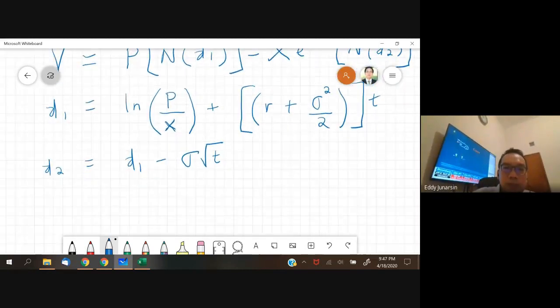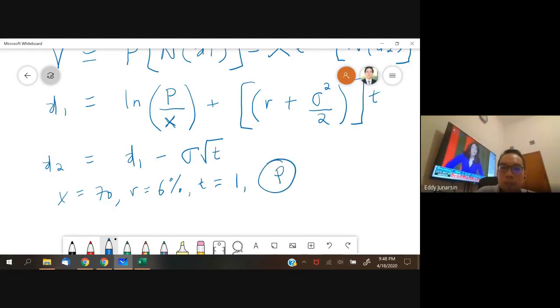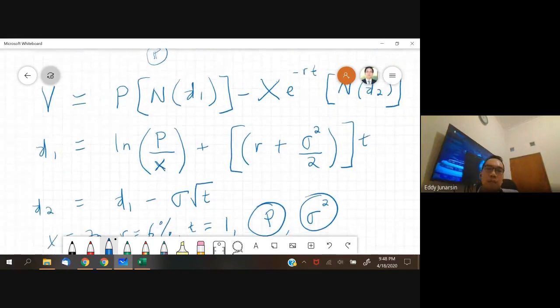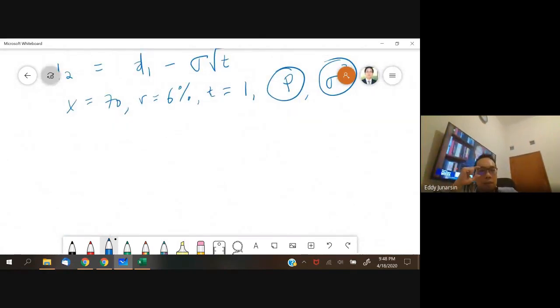So maybe we can write it down. The X has been known. X is 70 million. And then what else? The R, the basic rate. In our example, this is like the risk-free rate, 6%. What else do we know? T is 1 year. So what components have not been estimated here? P, not yet estimated, and the variance. Okay, so these two components have to be estimated in order to find the value of this real option. So let's start from the estimation of P.